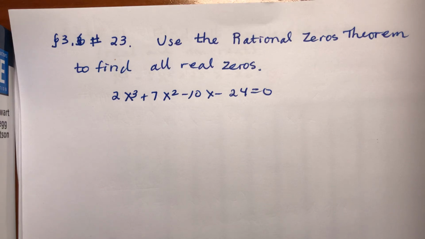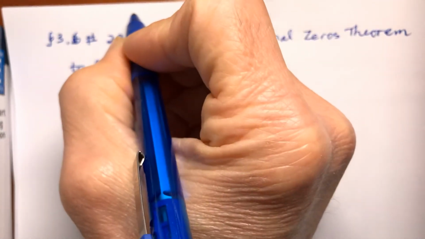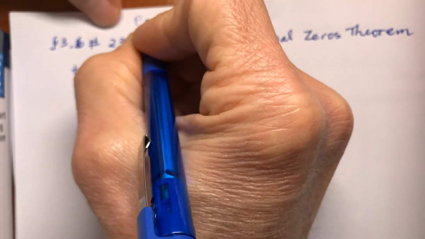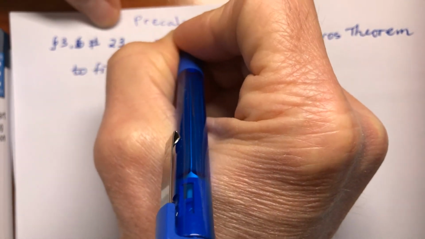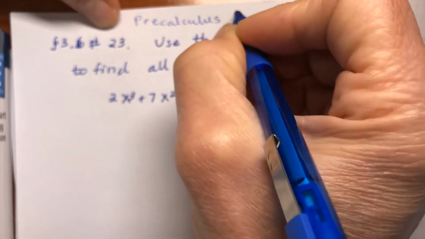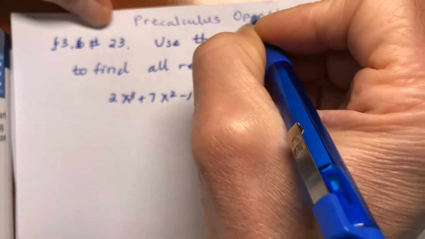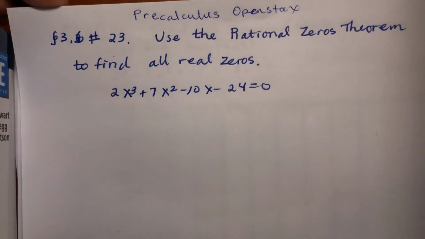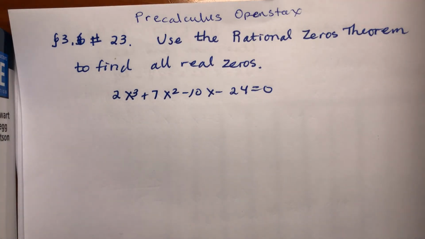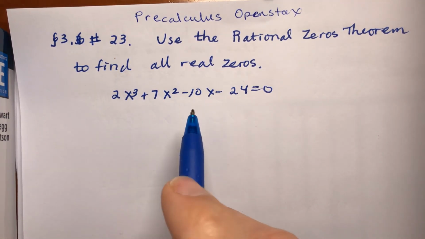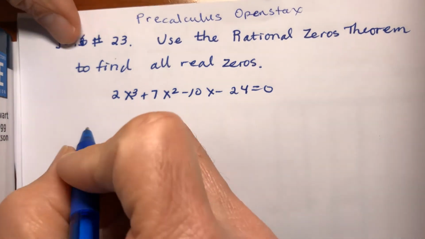All right, here we are doing Precalculus OpenStax. And this is a homework problem from section 3.6, number 23. We're going to try to find all real zeros of this polynomial here.